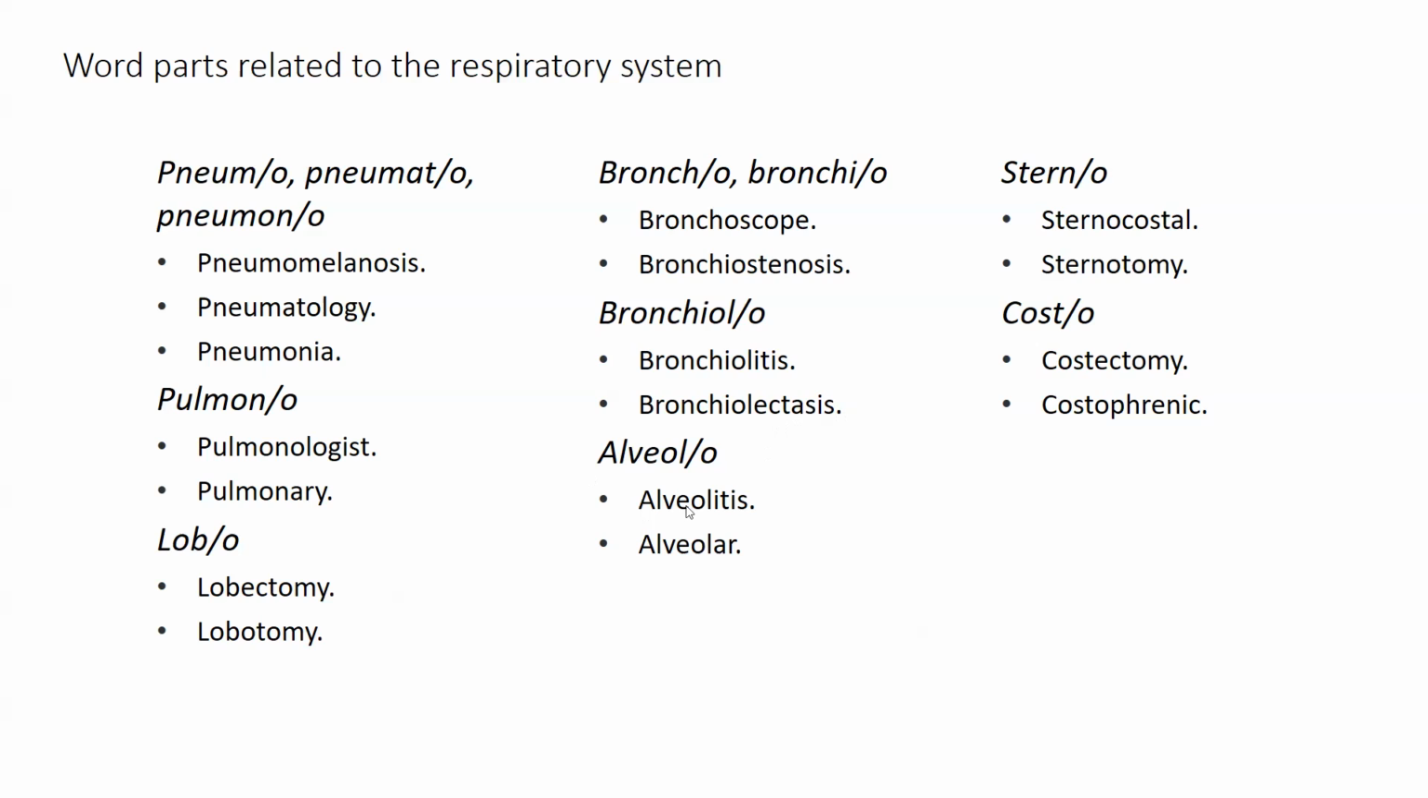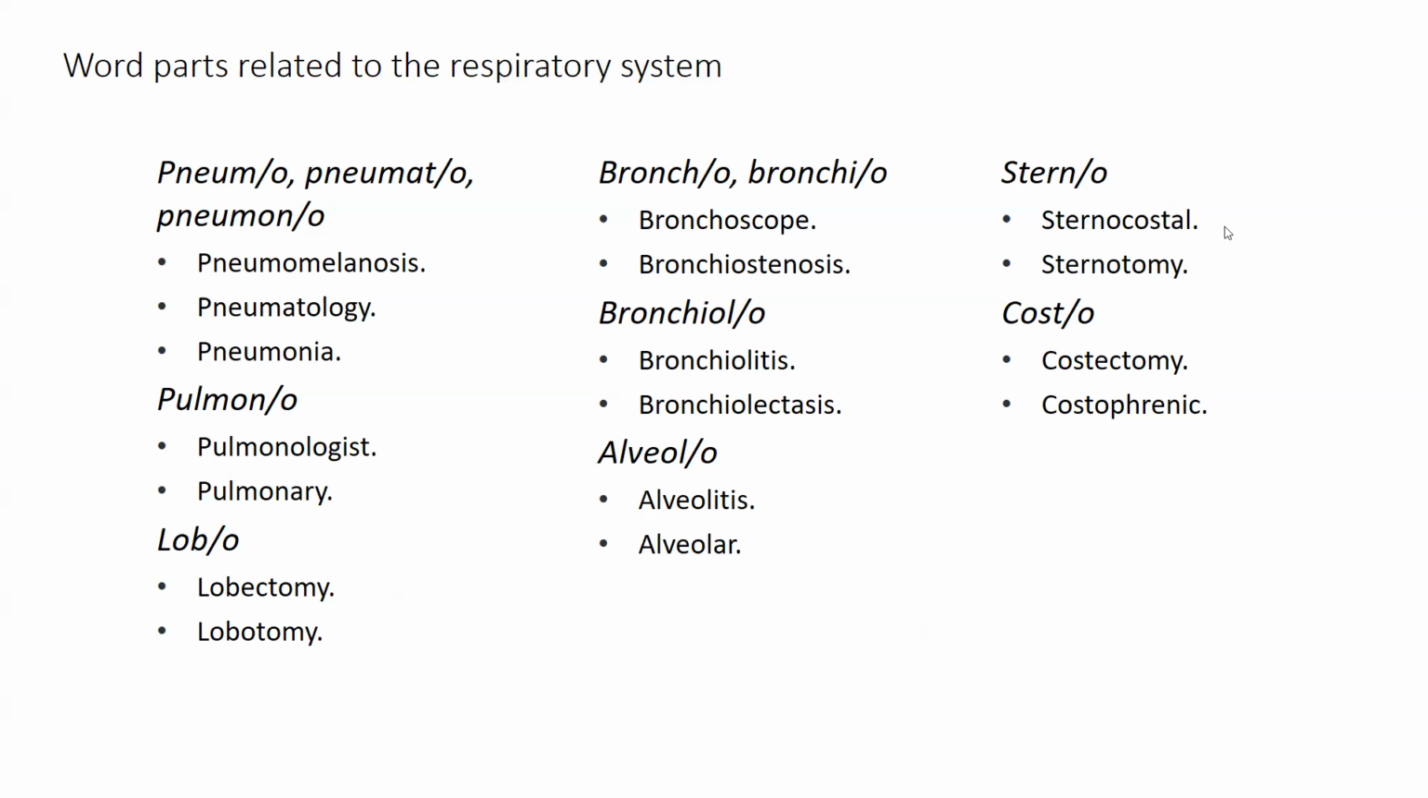Alveolo refers to those small air sacs. Alveolitis means an inflammation of those air sacs. Alveolar refers to anything having to do with those air sacs. I will say also that you have other alveoli in the body. The sockets into which your teeth fit in the jaw are also referred to as alveoli, so it is somewhat context specific.